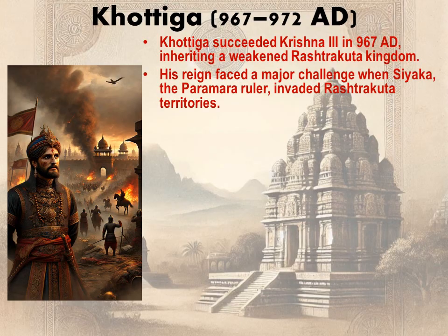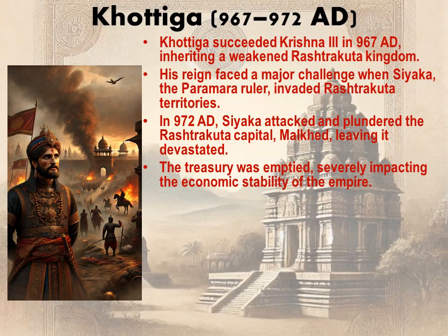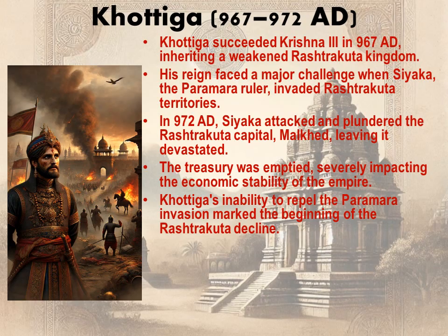His reign faced a major challenge when Siyaka, the Paramara ruler, invaded Rashtrakuta territories. In 972 AD, Siyaka attacked and plundered the Rashtrakuta capital, Manyakheta, leaving it devastated. The treasury was emptied, severely impacting the economic stability of the empire. Khotigga's inability to repel the Paramara invasion marked the beginning of Rashtrakuta decline.